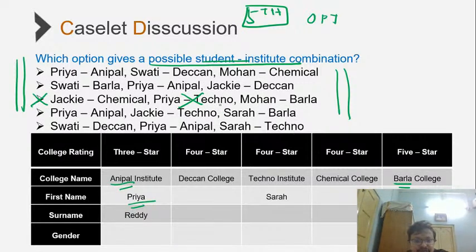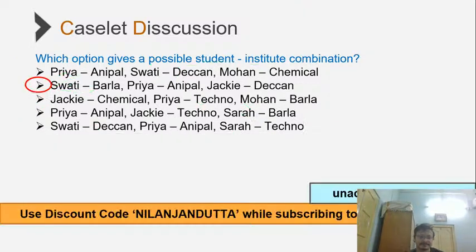So if you notice, if I look at Swati Bala, Swati Deccan is wrong. Swati Bala, this is fine. Option B is fine. Option C is Priya Techno, which is wrong. Option D talks of Sara Bala, which is wrong, but it's Swati and Bala combination. Option E talks of Swati Deccan, which is wrong, which means the right answer is Swati Bala.